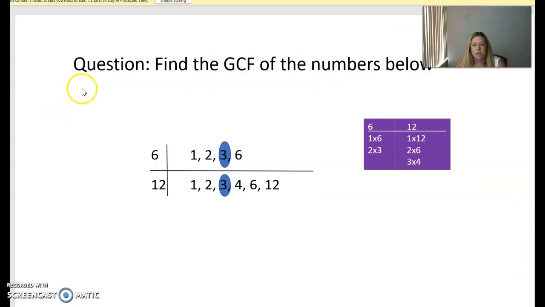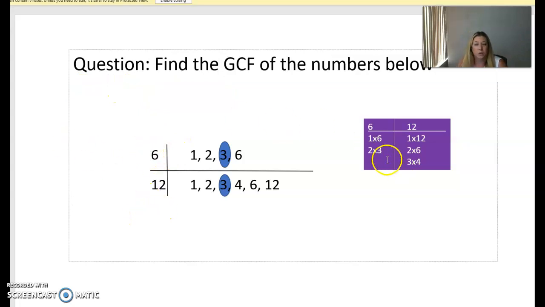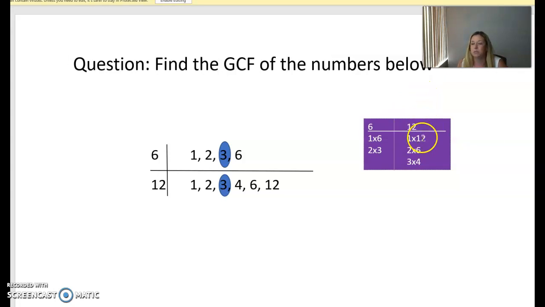So here's an example of how to find the greatest common factor of 6 and 12. What I always do is I list them. 1 times 6 is 6, 2 times 3 is 6, 3 times 2, I already have 3, 4 can't do. So I stop. And then over here, I look at my 12s. 1 times 12, 2 times 6 equals 12, 3 times 4 equals 12, 4 times 3 equals 12. Once you start repeating, you want to stop.